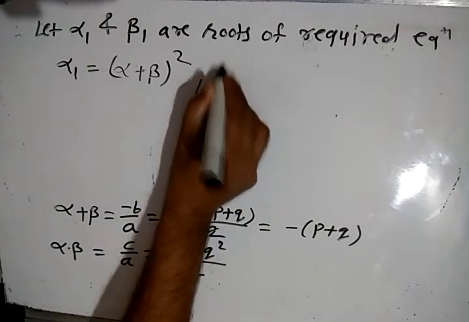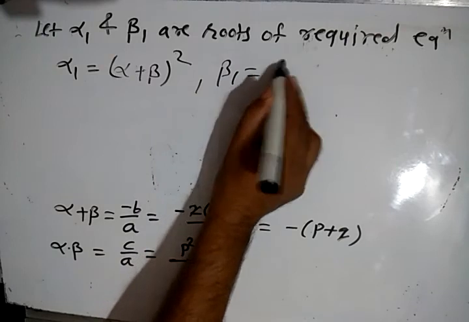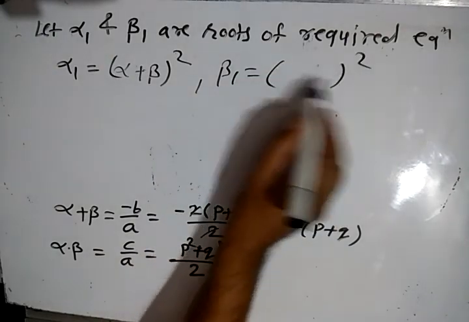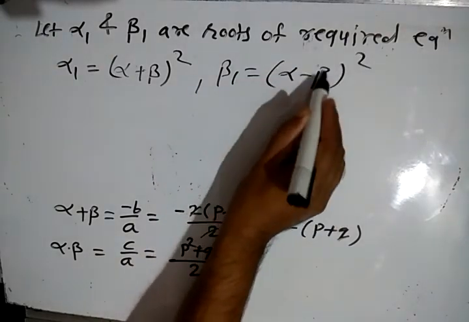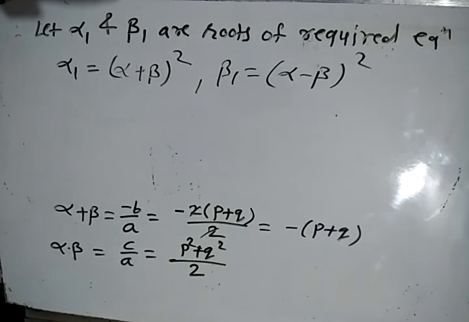Therefore, beta 1 is the square of the difference of the roots, alpha minus beta. These are the new roots. Then, if alpha 1 and beta 1 are the roots of the required equation, we write alpha 1 is equal to alpha plus beta whole square, and beta 1 is equal to alpha minus beta whole square.